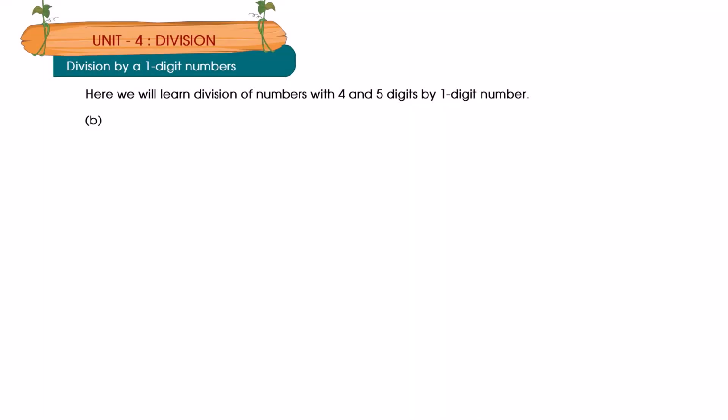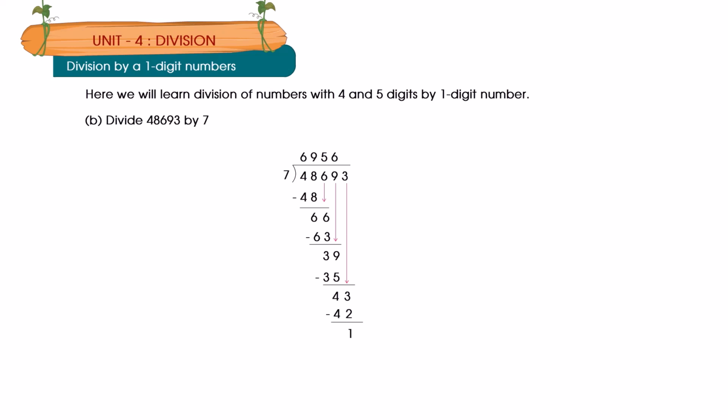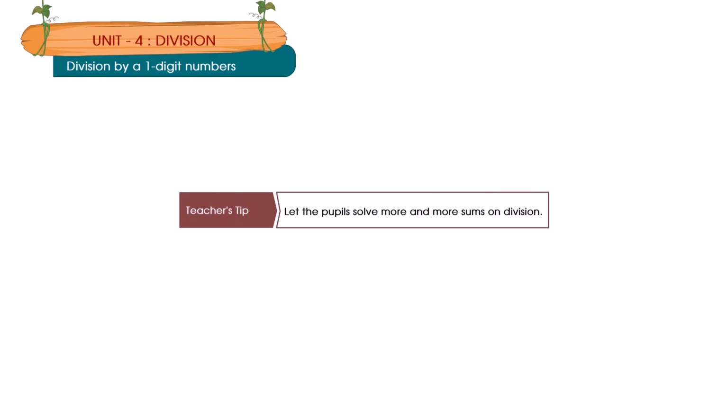B. Divide 48,693 by 7. 48,693 divided by 7 gives 6,956 as the quotient and 1 as the remainder. Teacher's tip: Let the pupils solve more and more sums on division.